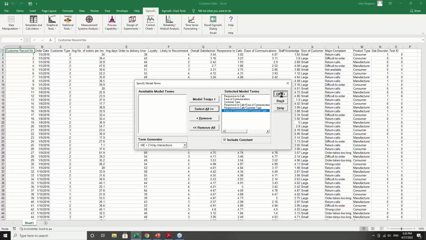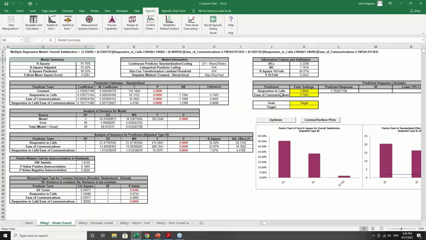So remember now, this is forward, stepwise, and using R-square predicted. So the model it finally ended up with is the one that we ended up with in the first webinar, which is responsive to calls, ease of communications, and responsive to calls by ease of communications. That gives us an R-square predicted of 90.35. Okay, so we saw this. This is the model that we actually used in the first webinar.